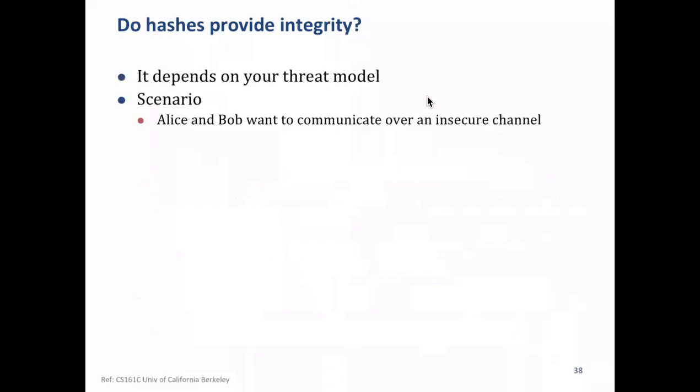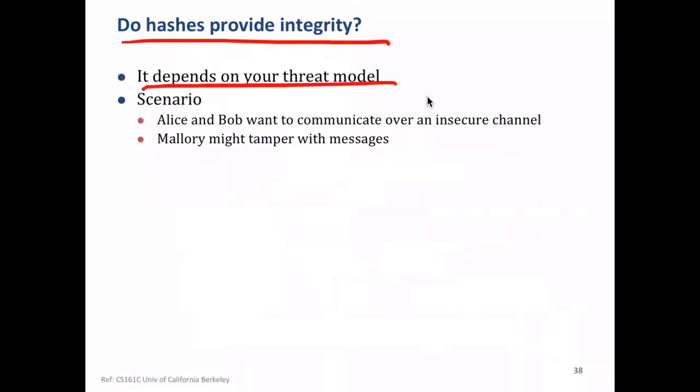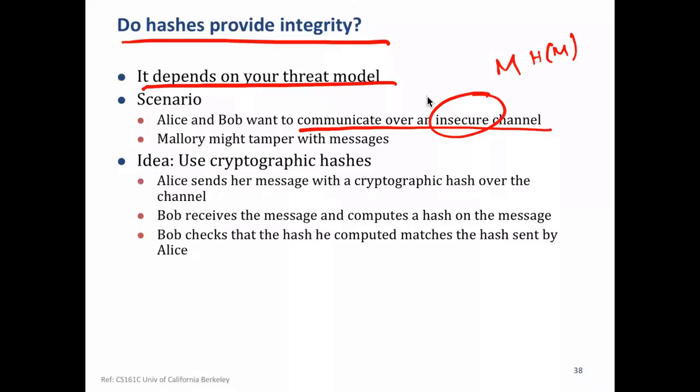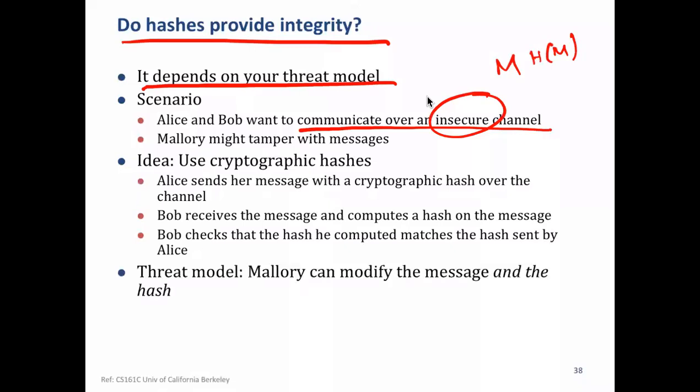All right. Do hashes provide integrity? Again, same question. It depends on the threat model. So Alice and Bob want to communicate over an insecure channel. It means that Alice sends message M and also the hash of M. So Bob receives message M and computes the hash on the message. And Bob checks the computed hash with the hash sent by Alice. If both match, it is genuine.